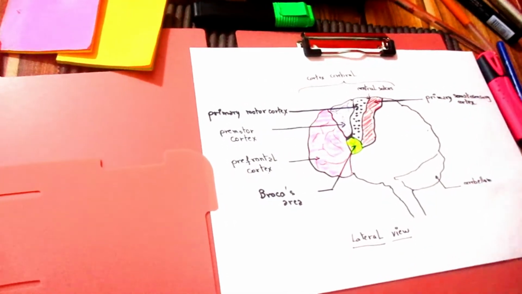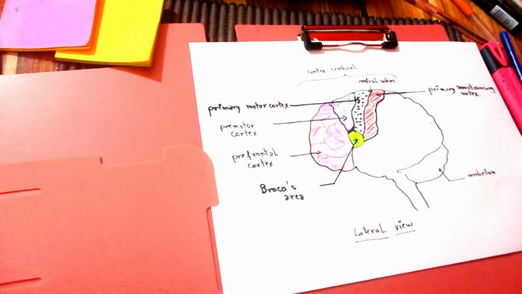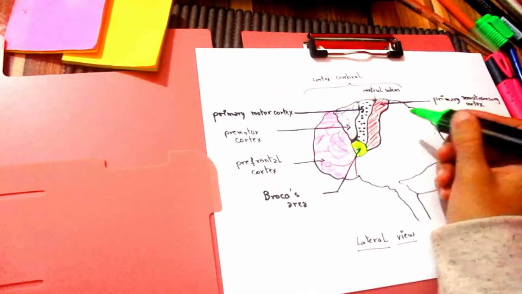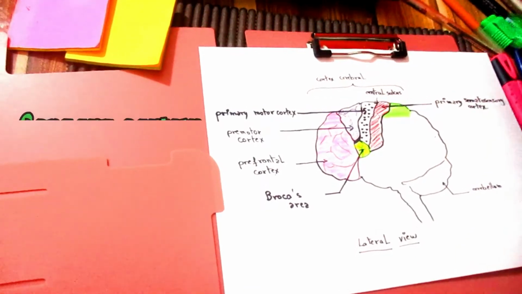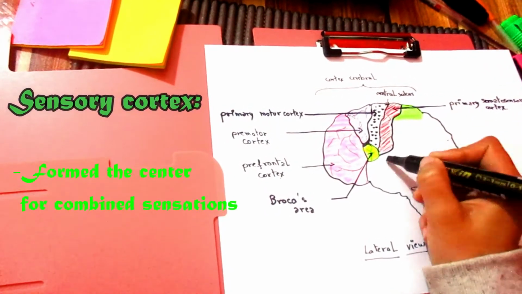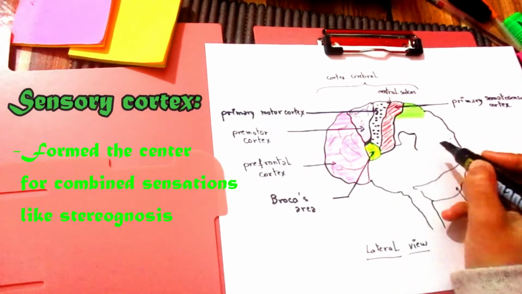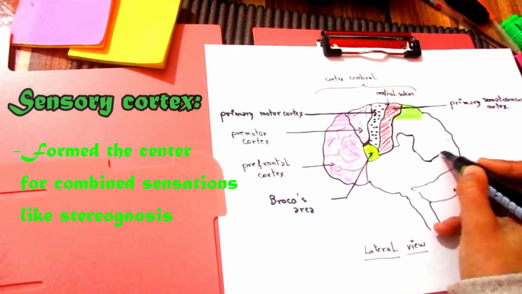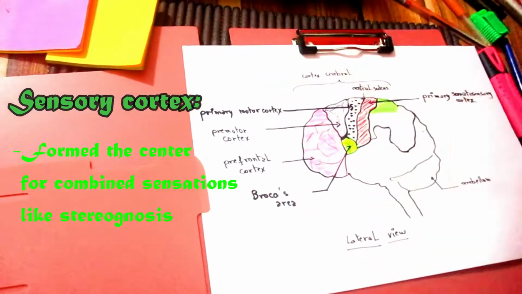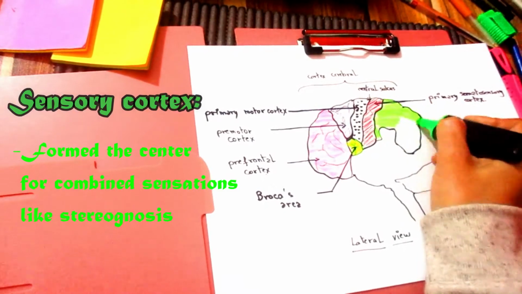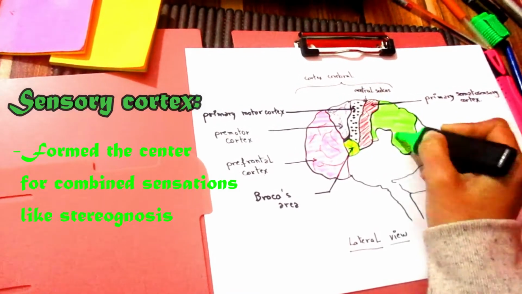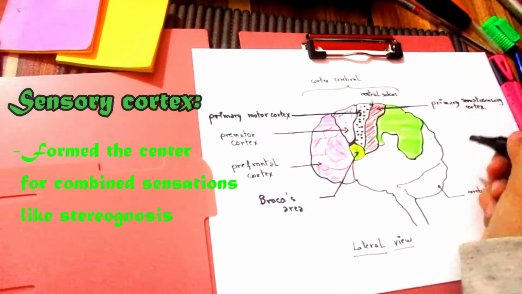So after this primary somatosensory cortex, we have here in this area the sensory cortex. So this part of the brain forms the center for combined sensation, like stereognosis. For example, understanding the form and the nature of objects by the sense of the touch.